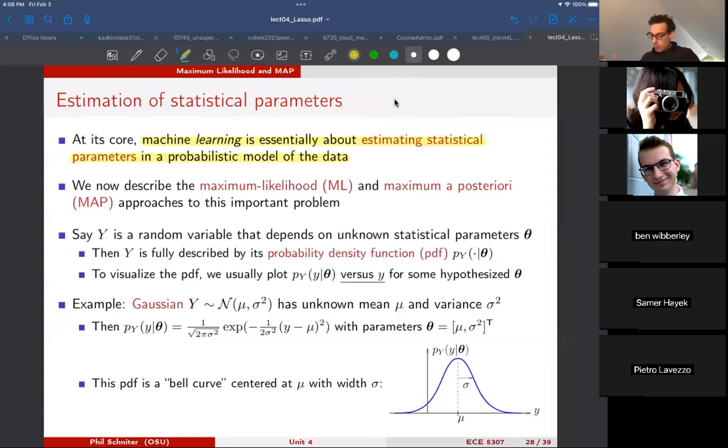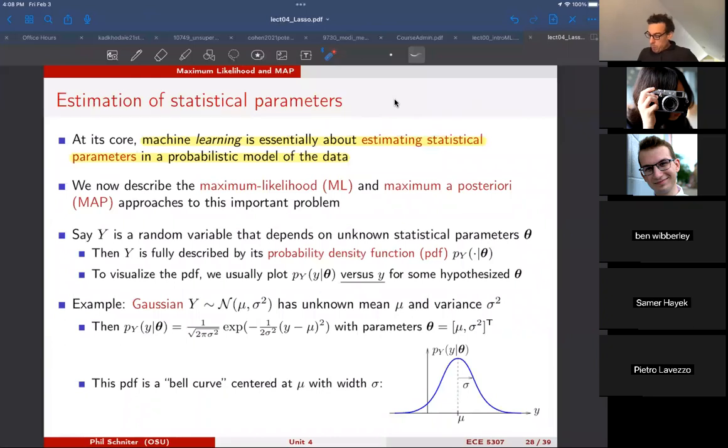Okay, so just to start at the beginning, let's assume that Y, capital Y, is a random variable that depends on some unknown statistical parameters, theta. We'll think of Y as not a discrete random variable, but continuous. So Y is fully described by its PDF. We write it like this, capital Y subscript, and then this little dot is just a saved spot for the dummy variable, which is a temporary variable we use when we put it inside an integral. And then theta describes the statistical parameters that govern the behavior of Y.